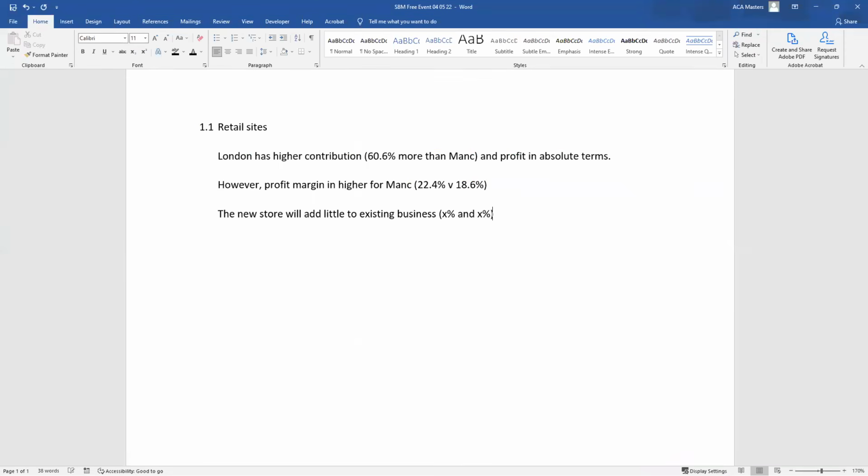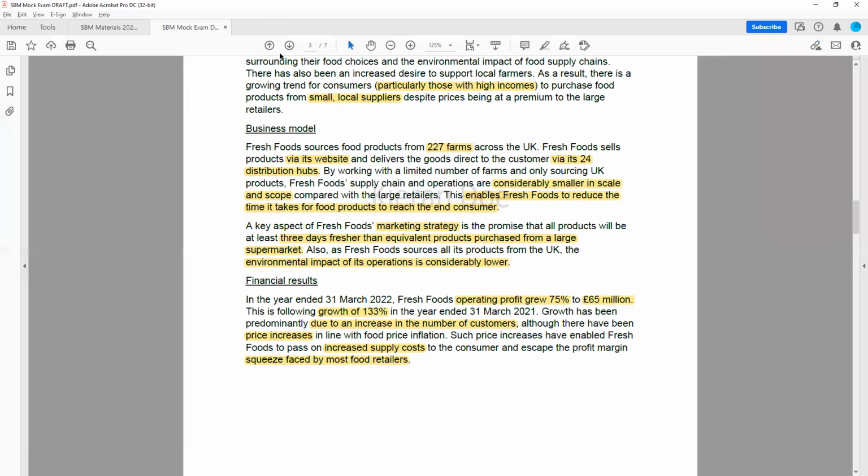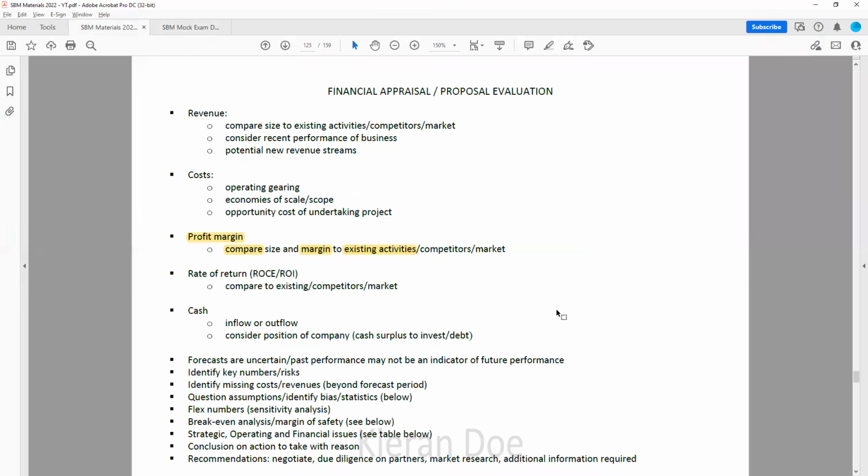Of course, you could put the percentages in there as well. I won't just go through and type them all out. But of course, there would be the potential to expand. So other useful points to mention, as well as comparing the size, you can do that with revenue or with profit. Obviously, in this case, we've only got profit. We haven't actually got the revenue.